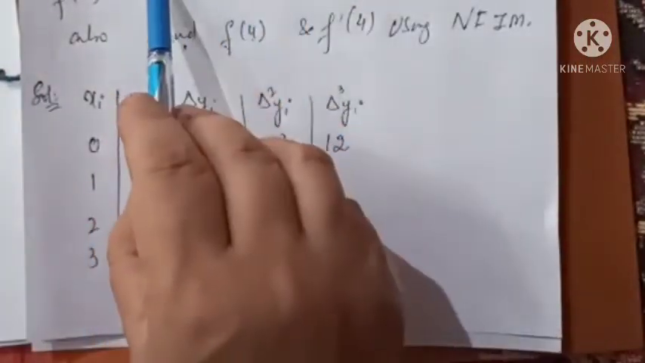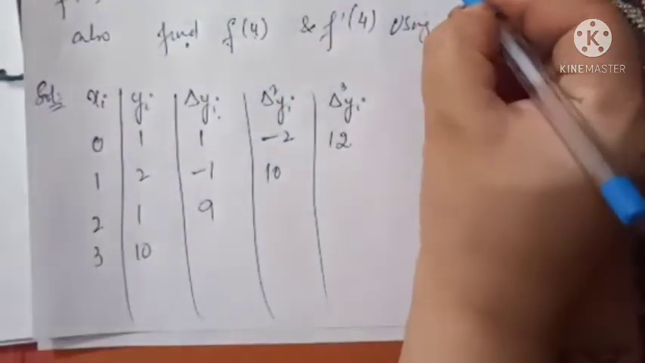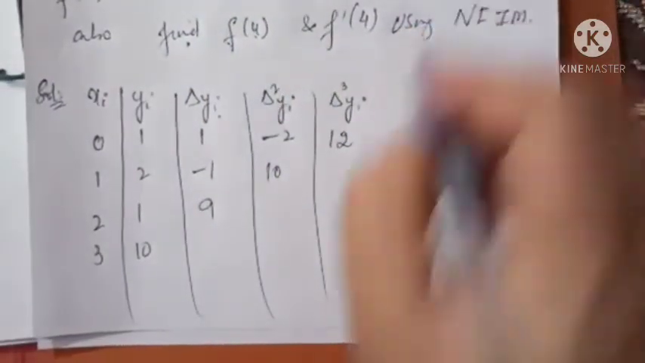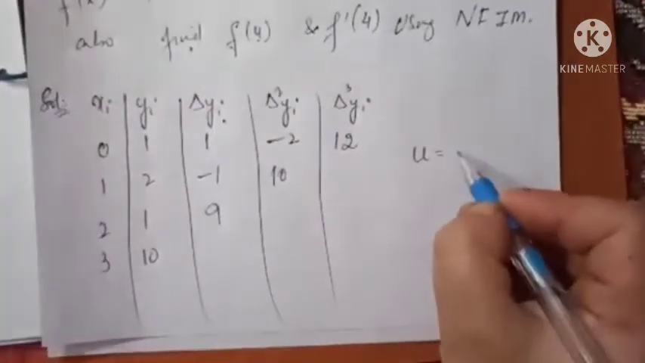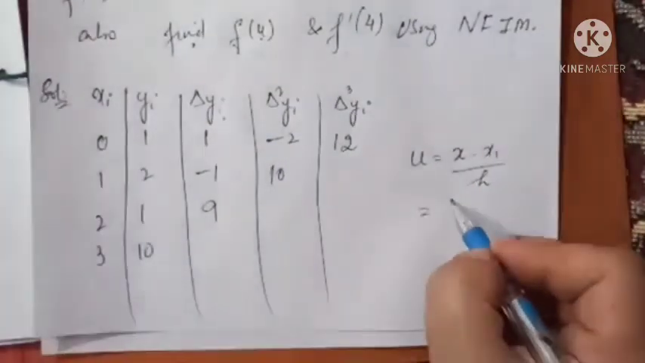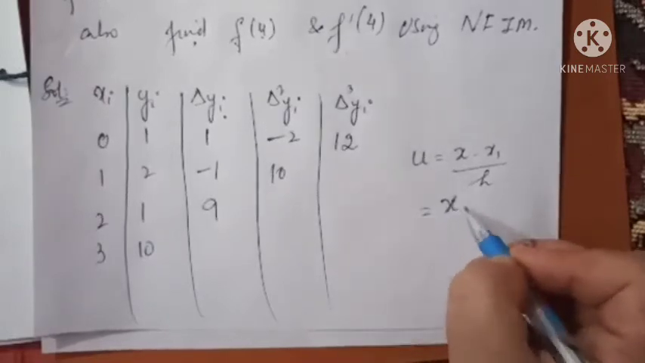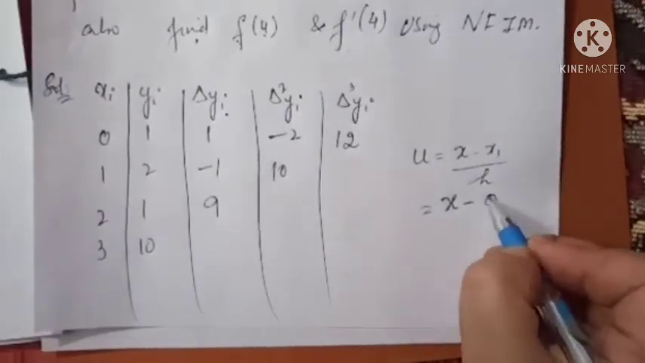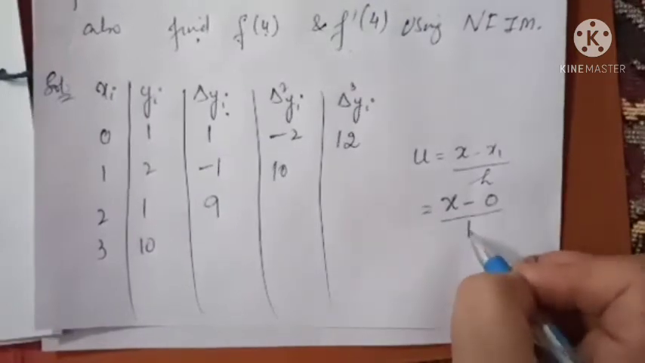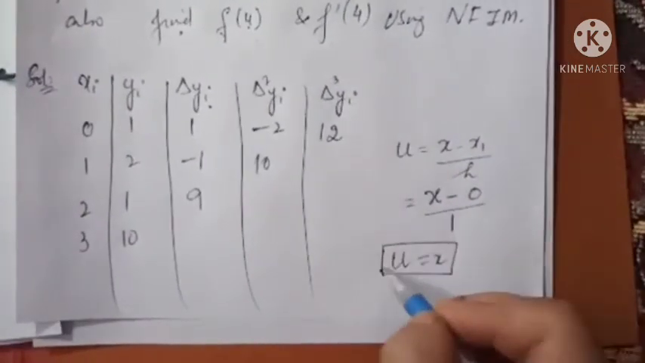In this case our data points are equally spaced, so our interval size h is equal to 1. So clearly we can calculate our u, which is x minus x1 divided by h. X minus x1 is x minus 0, divided by h, which is 1. So our u is equal to x in this case. Okay.